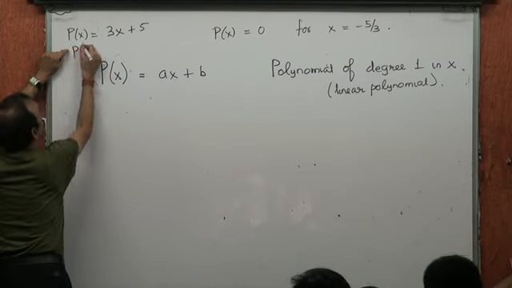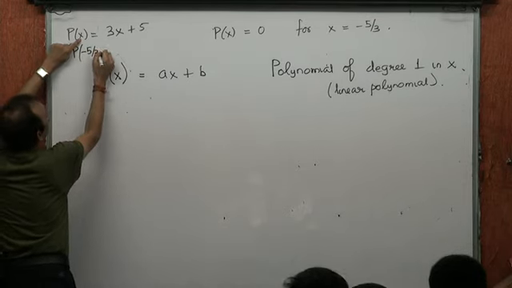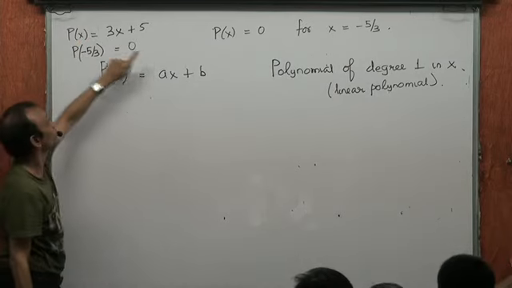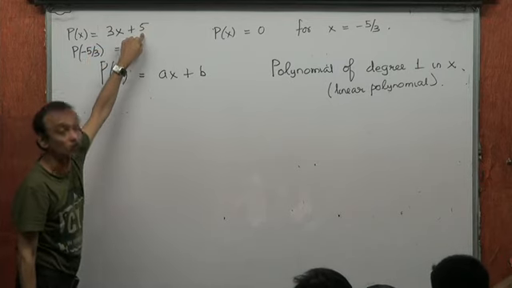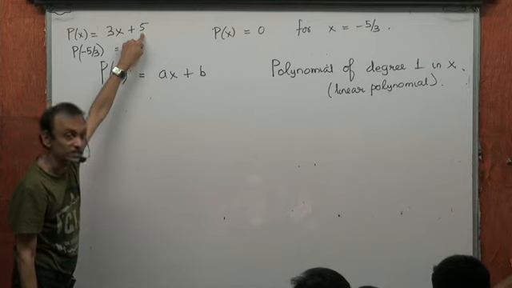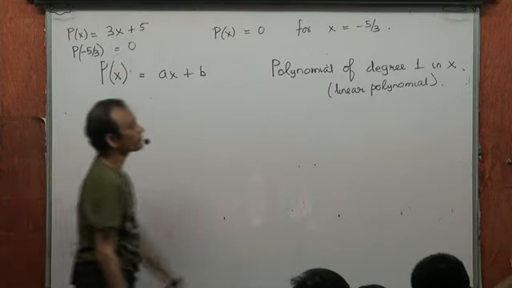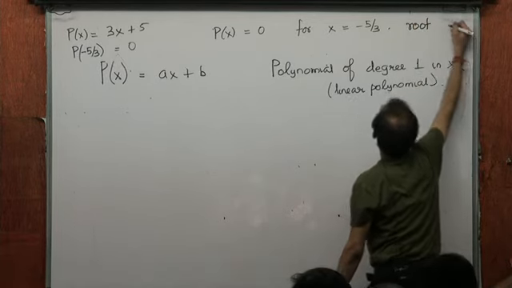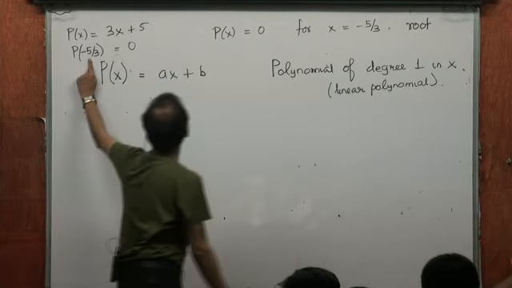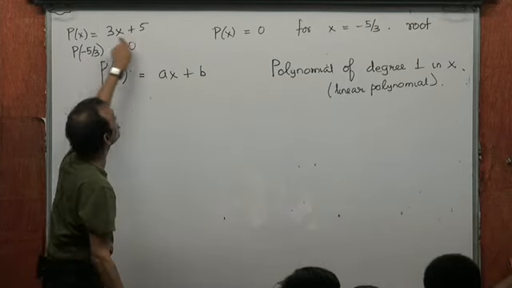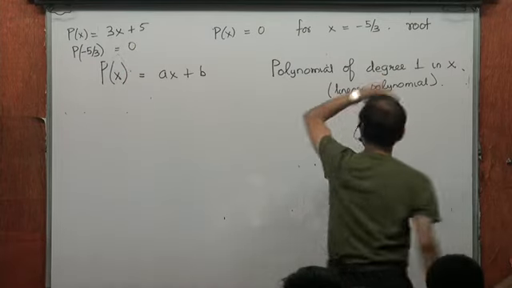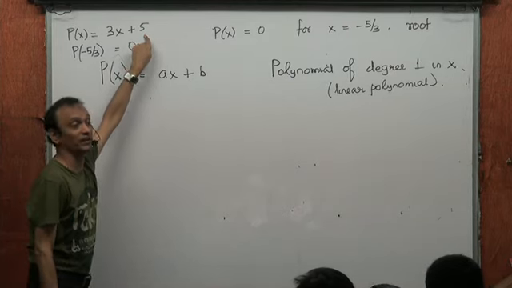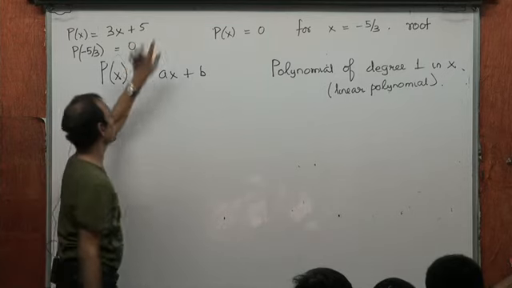That means the value of the polynomial at x equal to minus 5 by 3 is 0. That means the polynomial vanishes at x equal to minus 5 by 3. Then the value of x for which the polynomial vanishes is called a root of the polynomial. So minus 5 by 3 is a root of the polynomial because at x equal to minus 5 by 3 the polynomial vanishes. How many roots does this polynomial of degree 1 in x have? One root. It will vanish for exactly one value of x.